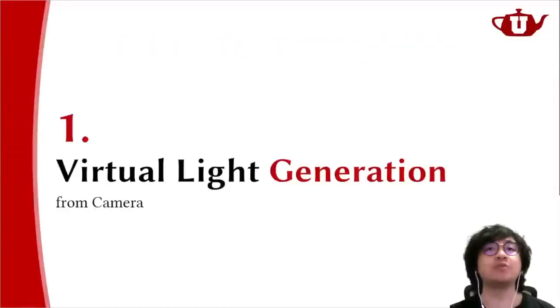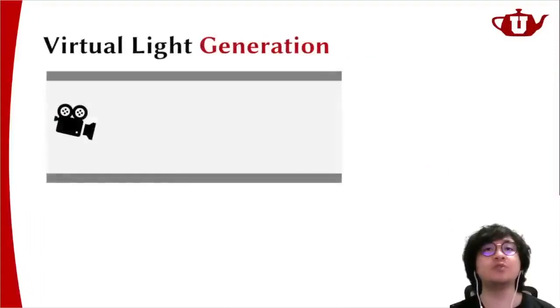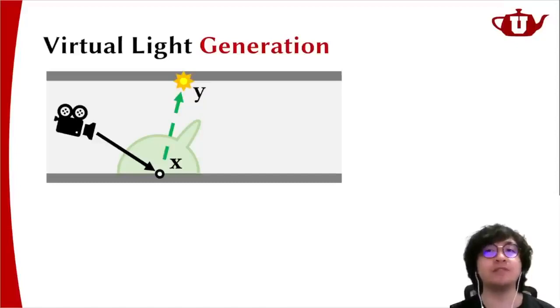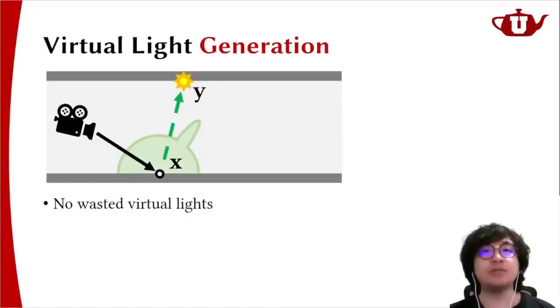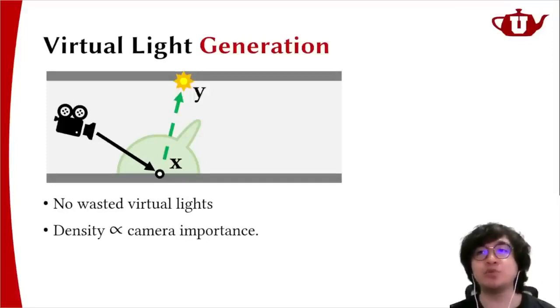We begin with virtual light generation from the camera. To address problem 1 and problem 2, we generate virtual lights from the camera. We start by tracing a camera ray to find the primary hit position X, and then we extend the path to get the position of a virtual light position candidate Y. This guarantees that all the virtual lights we generate contribute to the final image. In addition, the local density of virtual lights is proportional to camera importance. This addresses problem 2, the hot zone problem.